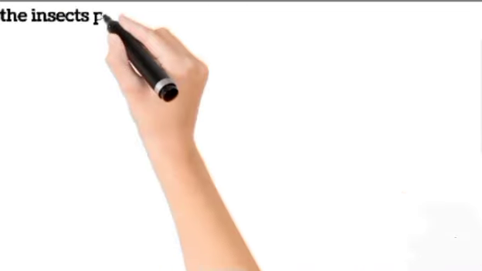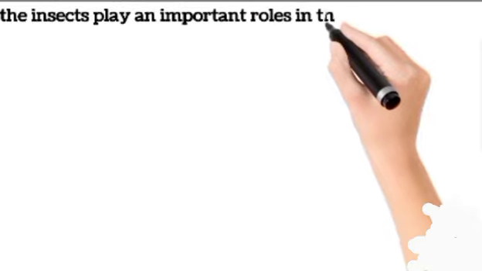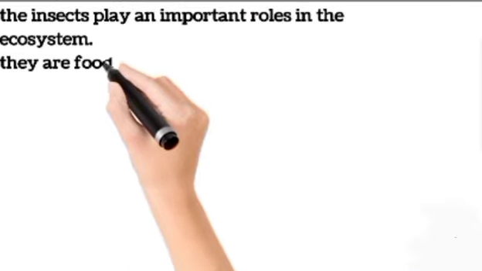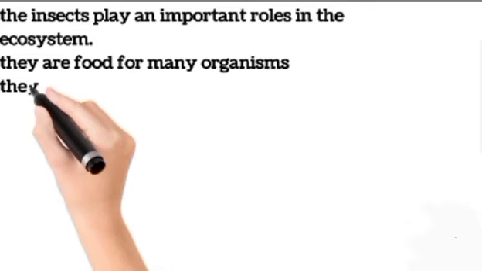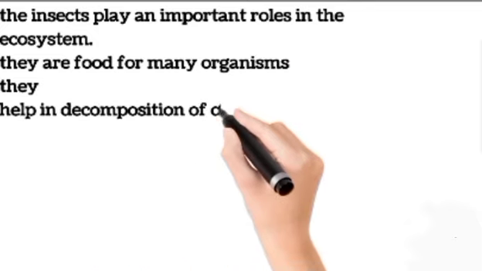Insects play important roles in the ecosystem. They are food for other organisms. They help in the decomposition of dead organisms. They also help in the dispersion of seeds and in the process of pollination.